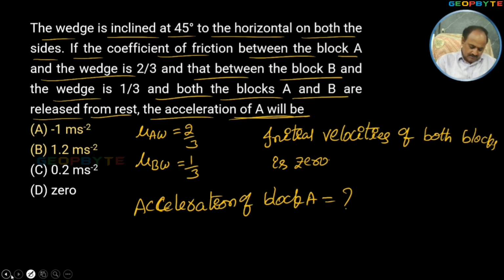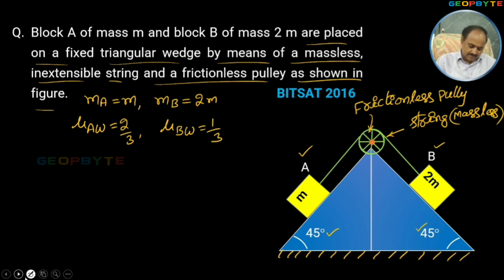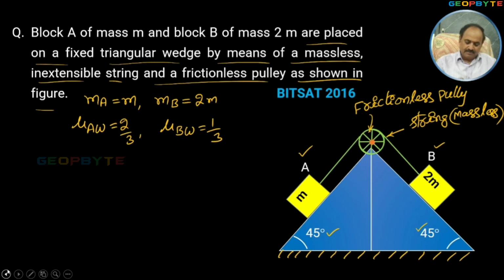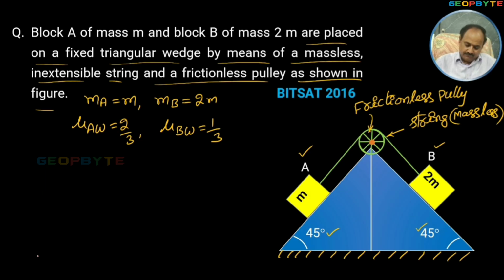For that, let us go back. It is given that mu between A and the wedge is, here it is not 0.2, it is 2 by 3, and mu between block B and the wedge is 1 by 3. Let us cross verify it. 1 by 3, 2 by 3. Absolutely correct.